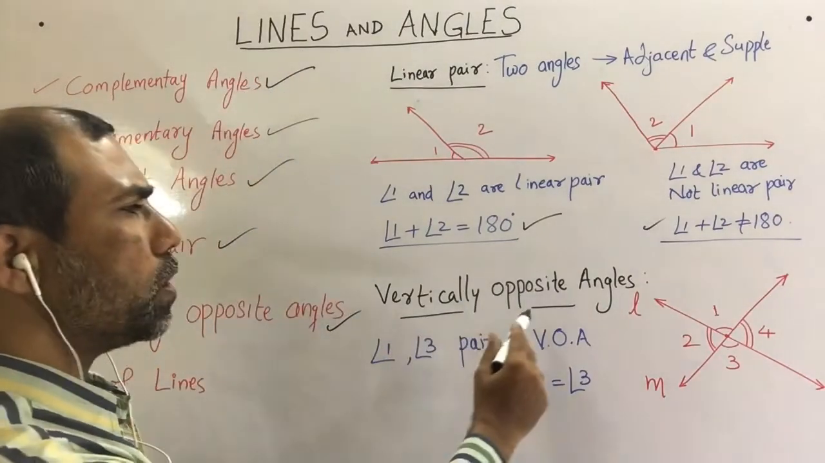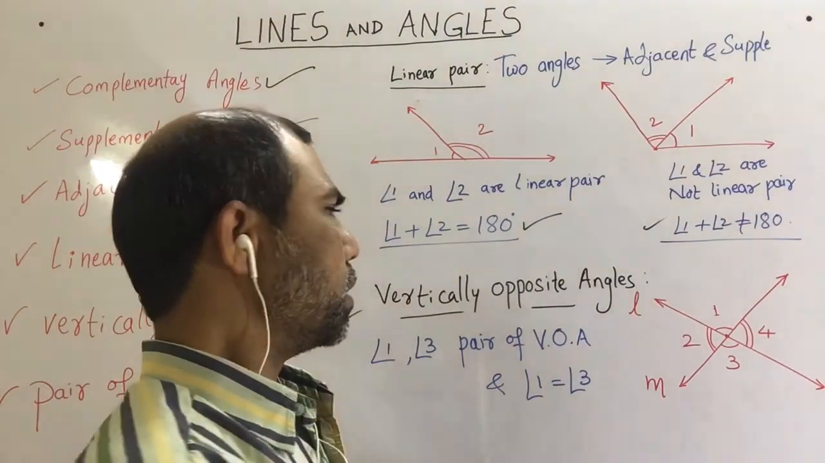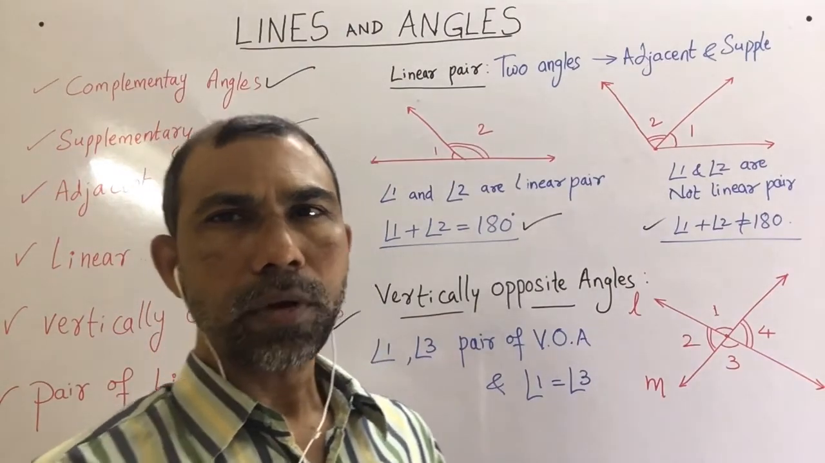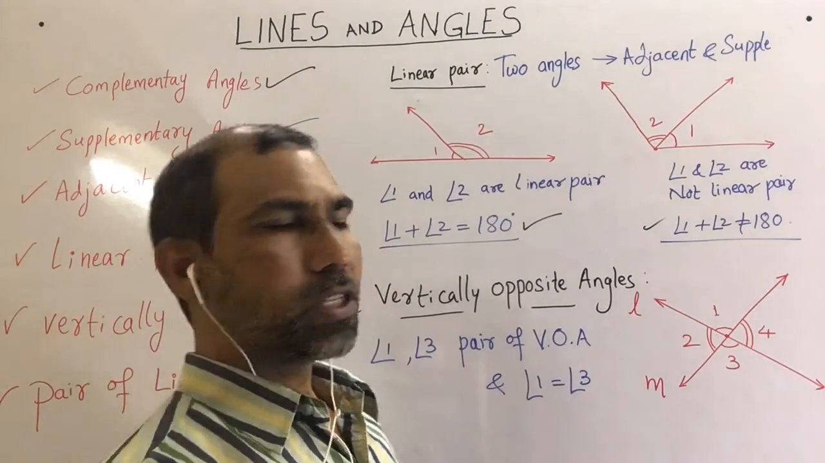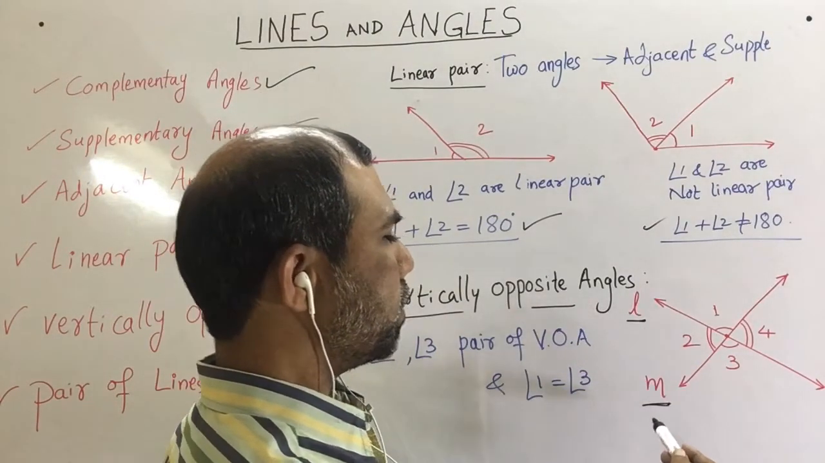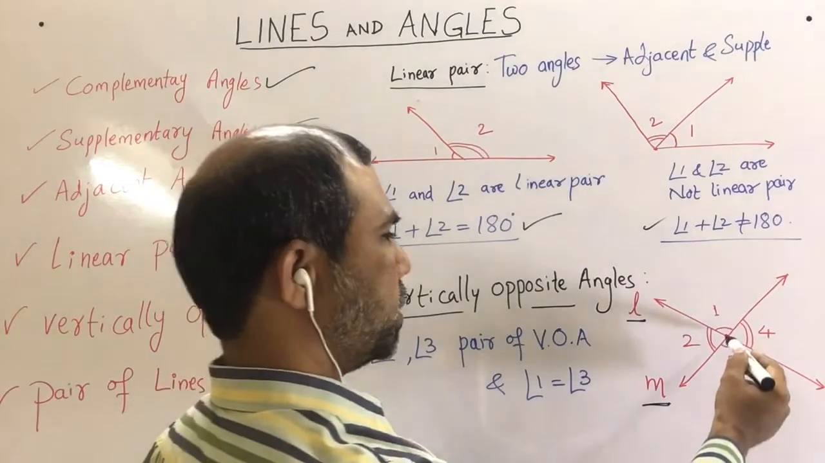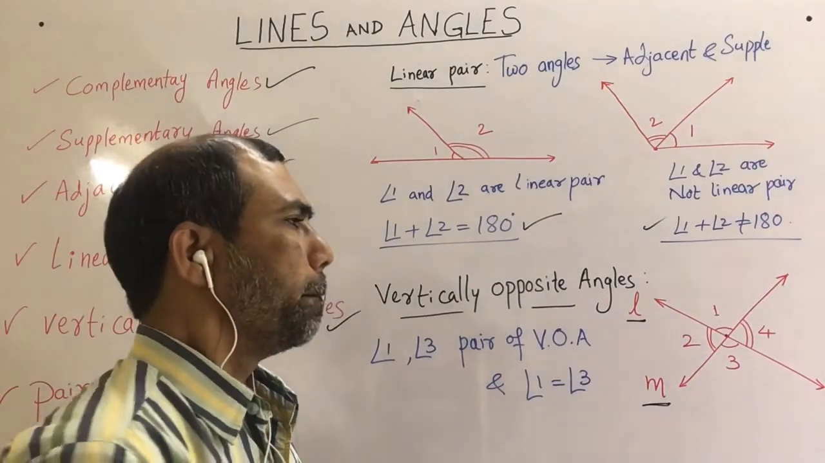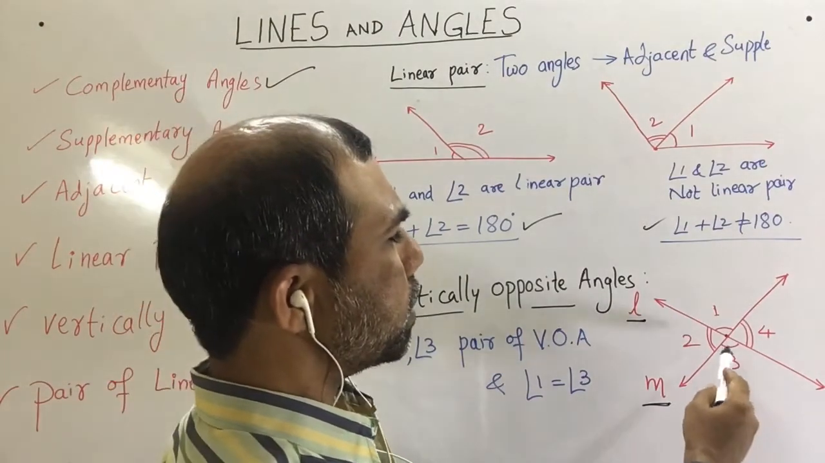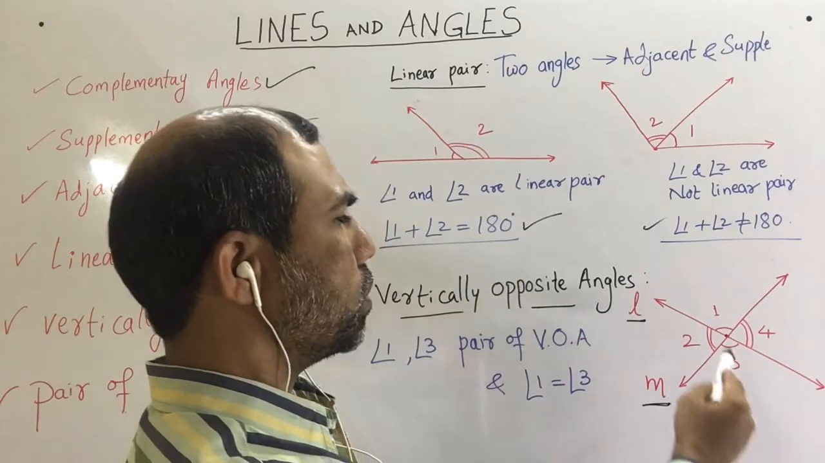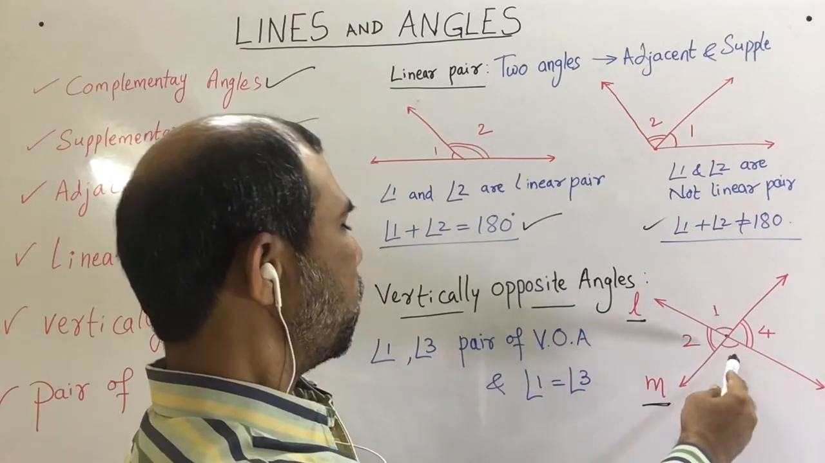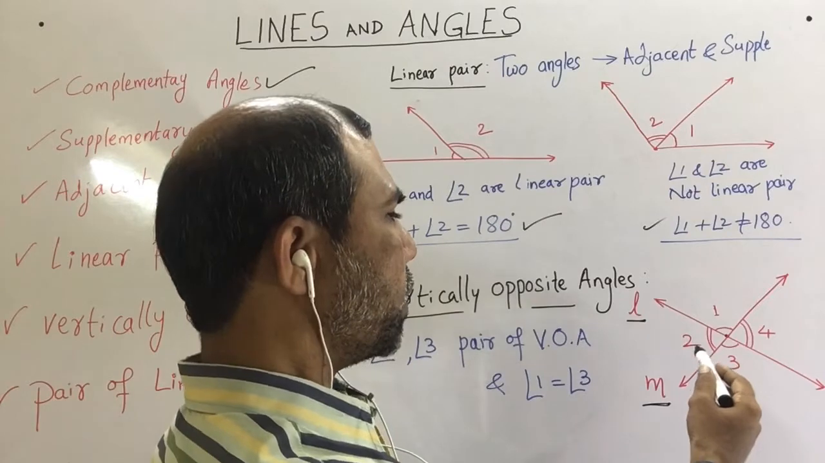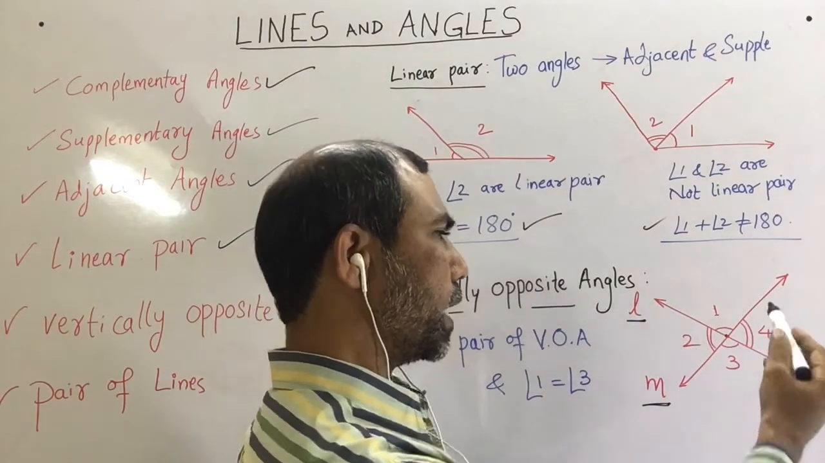Now, let us see the vertically opposite angles. Whenever two lines intersect at one point, they form four angles. Here you can see the lines L and M are intersecting at some point, and they are forming four angles: angle 1, angle 2, angle 3 and angle 4. Angle 1 and angle 3 are called vertically opposite angles. Similarly, we have another set of vertically opposite angles, that are angle 2 and angle 4.